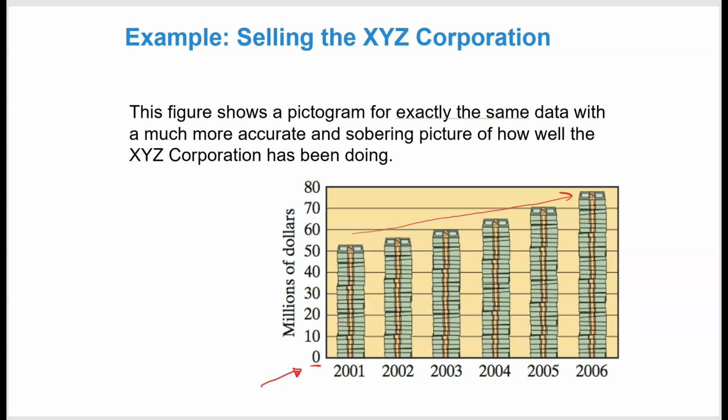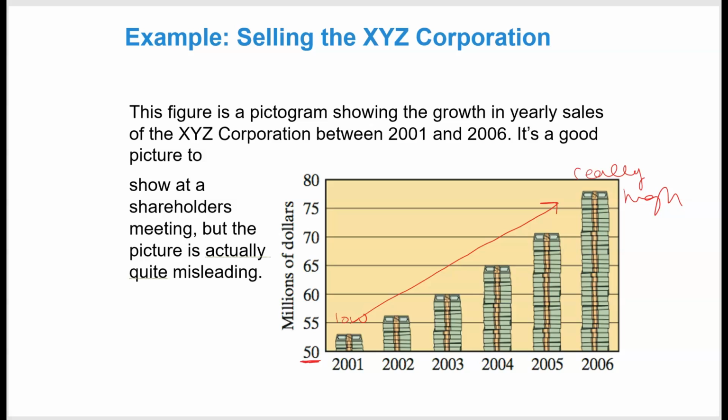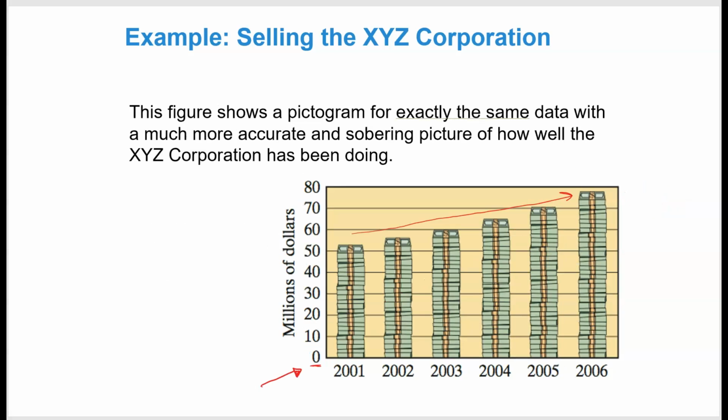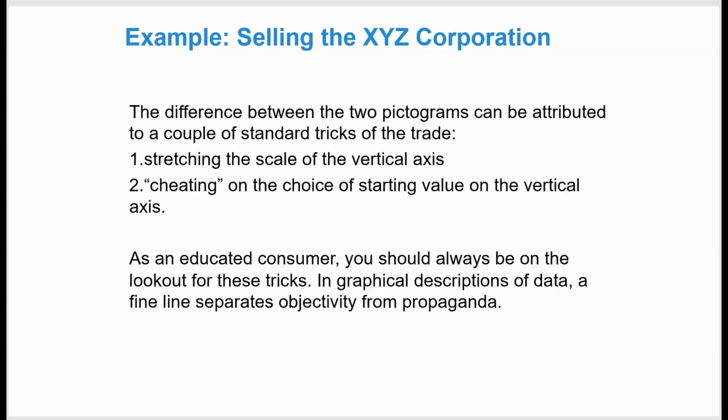at 0. Now you guys are going to be creating misleading surveys, so you might want to start at a misleading number to really show something dramatic. So you always want to be careful looking at the axes and how they're being labeled. Ways to mislead, a couple of tricks, would be to stretch the scale of the vertical axis or cheat by starting at the wrong number.